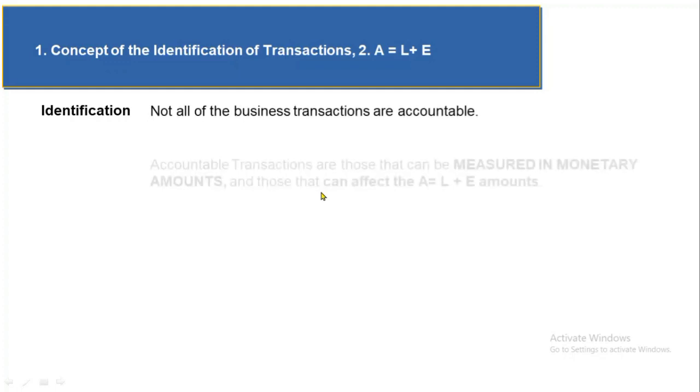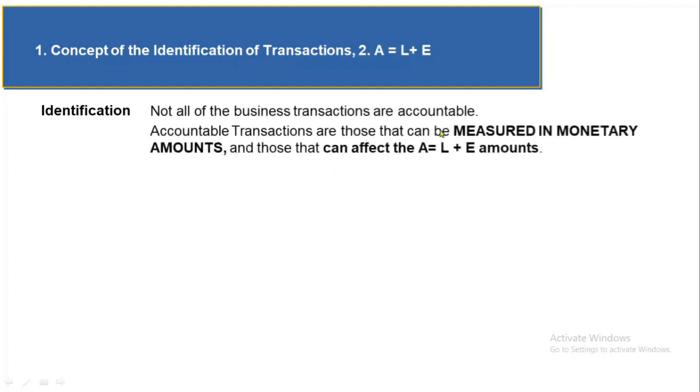So now let's start with the identification of transactions as well as the equation A = L + E. As I have told you in the past, not all business transactions are accountable. Accountable transactions are those that can be measured in monetary amounts, that's the first characteristic, and those that can affect the A = L + E amounts. This is the second characteristic. That is why transactions like mere hiring of employees and signing of contracts with suppliers or clients are considered unaccountable.